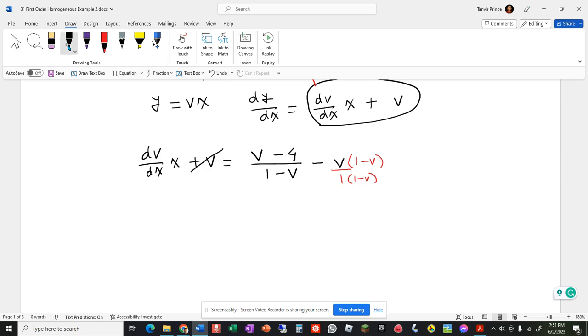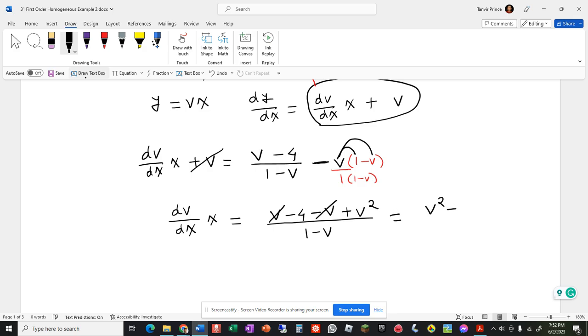If I do that, let's combine these two fractions, copying the left hand side. So the common denominator is 1 minus v. And here I have v minus 4. Now I'm multiplying here. And don't forget that minus sign. So when I multiply minus v times 1 is negative v. And then when I multiply negative v times negative v, that's plus v squared. So this cancels out. I end up with v squared minus 4 over 1 minus v.